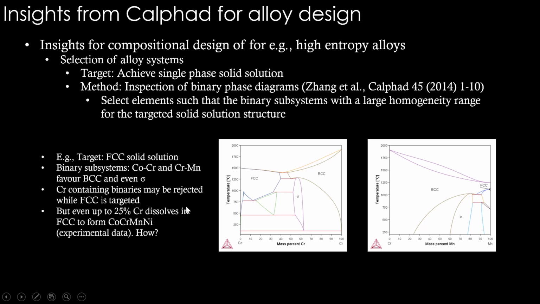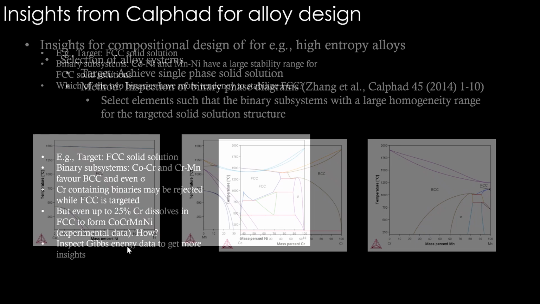But experimentally, people have seen that even up to 25% chromium dissolves in FCC to form the CoCrMnNi alloy. Last class we also saw about this particular alloy. Experimentally, it is shown that this alloy is a single phase FCC. How? Instead of checking only binary diagrams, we can inspect Gibbs energy data to get more insights. Let's see how to use that.